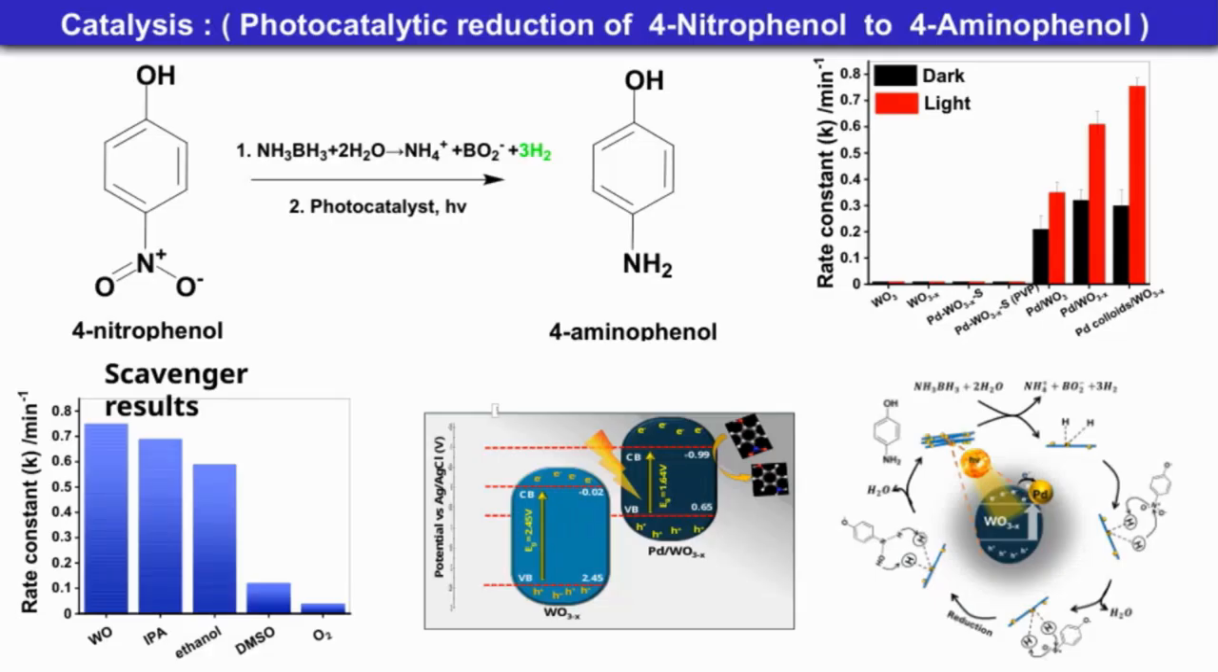Now, let's take a closer look at the scavenger results, specifically focusing on catalysis. Here, we're examining the photocatalytic reduction of 4-nitrophenol to 4-aminophenol. As you can see, this process is significant because 4-nitrophenol is a common environmental pollutant, and converting it into 4-aminophenol, which has valuable applications, is a key step in pollution remediation. The results demonstrate how effectively our catalyst can facilitate this reduction under light irradiation.